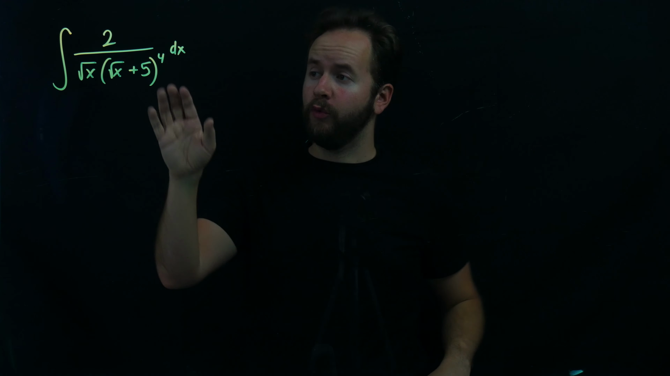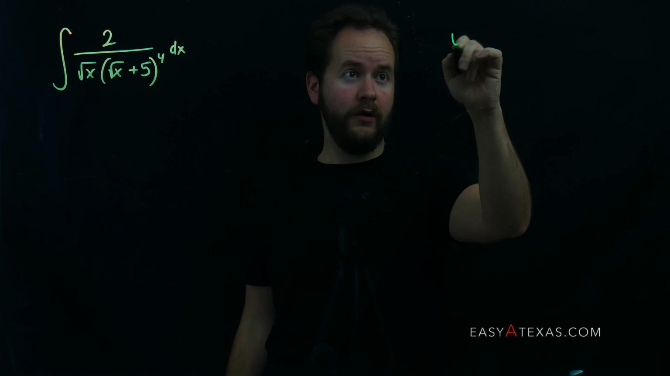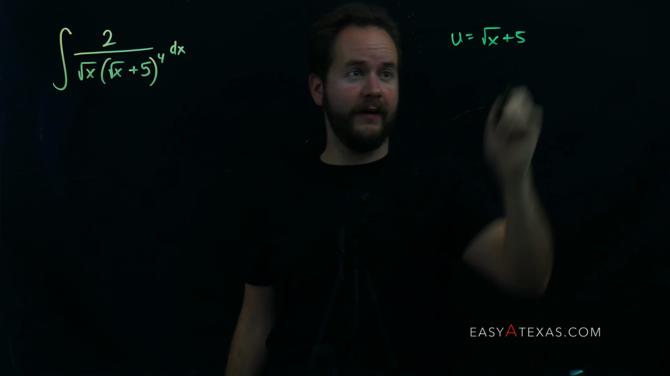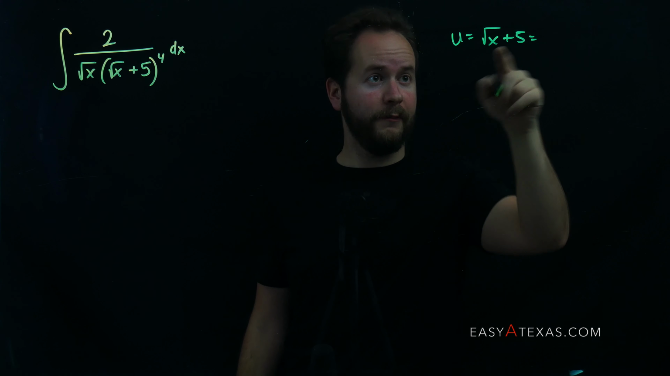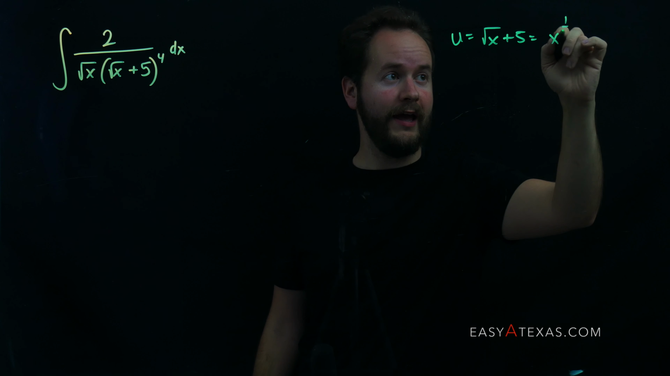Here we have another integral that's worthy of a u substitution. The substitution I'm going to make here is u equals the square root of x plus 5. And the reason I'm doing that, you'll see in a second, is before I take this derivative, I'm going to go ahead and rewrite this as x to the 1/2 plus 5.